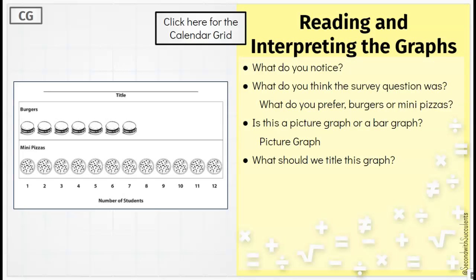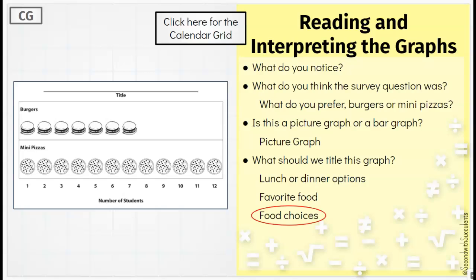Knowing that our survey question is, what do you prefer, burgers or mini pizzas? What do you think a good title for this graph would be? Remember, the title should be similar to the survey question. Now you may have had a few different ideas. You may have thought, well, these could be lunch or dinner options or choices. These could be favorite food choices. Or we could just say food choices. Let's use the title of food choices.